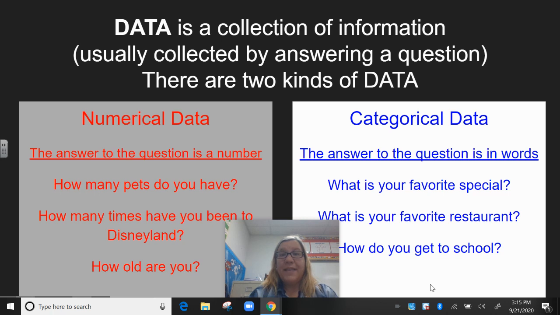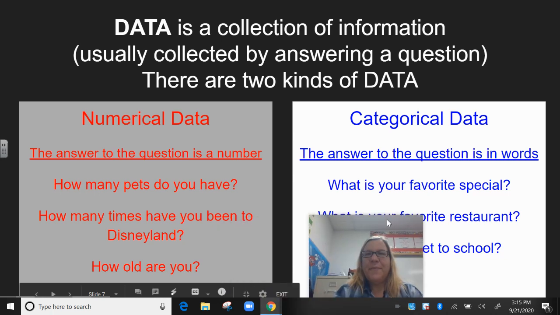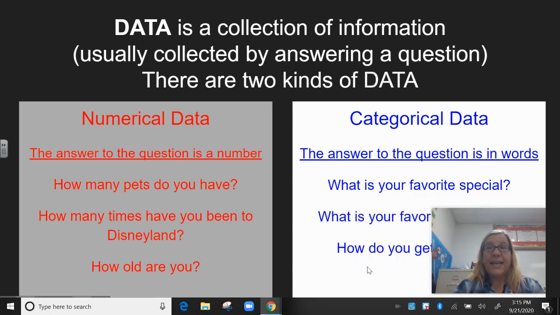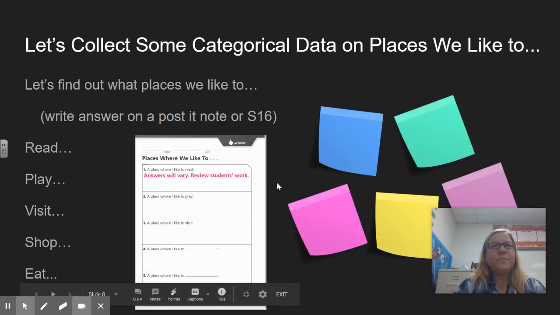And last but not least, if I asked you the question, how do you get to school? You might say, I ride the bus. So you've answered me in words. Or you might say, somebody drives me. So you're coming in a car. So your answer is in words. That is categorical data. So today we're going to be working with categorical data only, not numerical data. So our answers are going to come in words. So let's see what comes next.